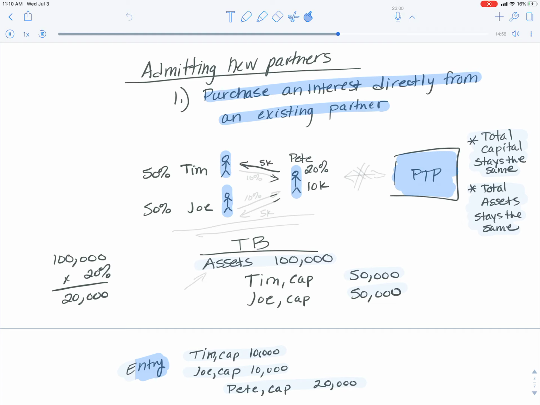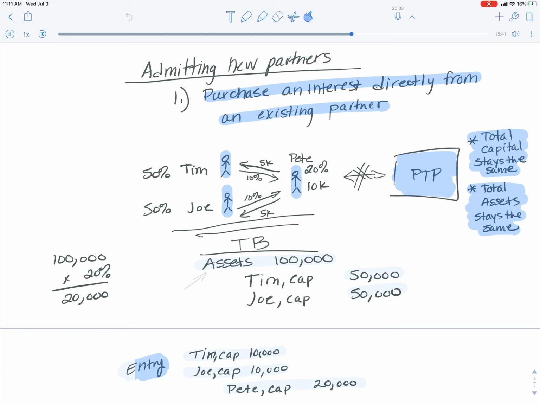So he's going to give Tim $5,000 and he's going to give Joe $5,000. And in return, Joe's going to give him 10% of his ownership, and Tim will give him 10% of his ownership. There was no transacting here between the partnership and the individuals. This was all between the people. So because of this, the total capital in the partnership stays the same, as if nothing happened over here. The total assets of the partnership stay the same. The cash didn't go into the partnership, it went into the partners' pockets.